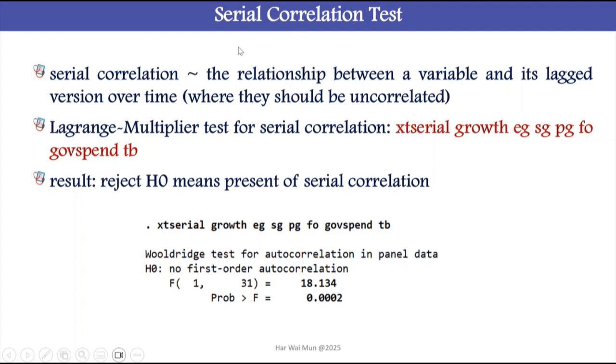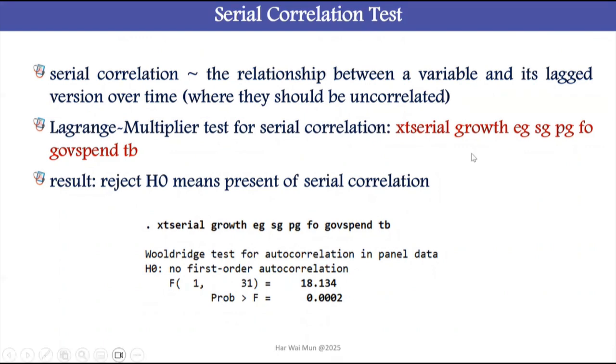Serial correlation, right? Serial correlation means autocorrelation, the same thing. It's a relationship between a variable and its lagged version over time, where they should be uncorrelated, right? For example, let's say inflation. If last year had inflation, this year most likely will have inflation, or at least some impact of the inflation, right? So in this case, last year is actually correlated with this year. Okay? Something like that.